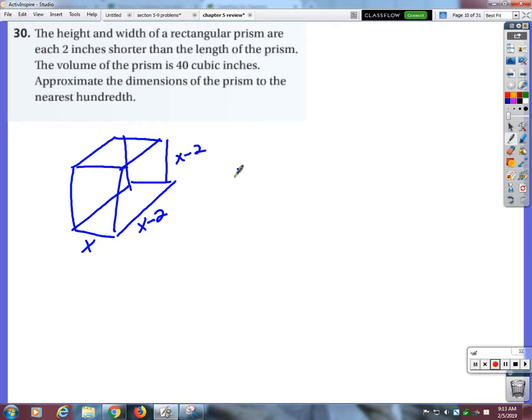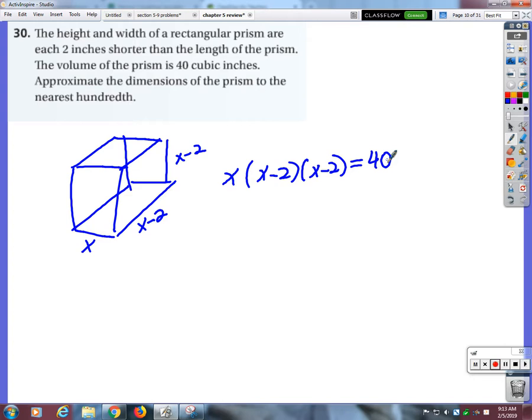Length times width times height. So I'm going to go x times x minus 2 times x minus 2. And I need that to equal 40. Okay, right, 40 cubic inches. So how do I solve that? No, it's only the units that are cubed, not the measurement itself. Yeah, I got you though, because it's cubic inches. No, that's just the units. Anybody know what to do from here?